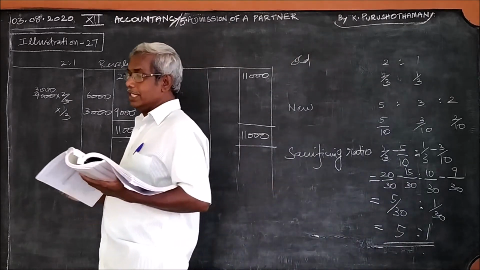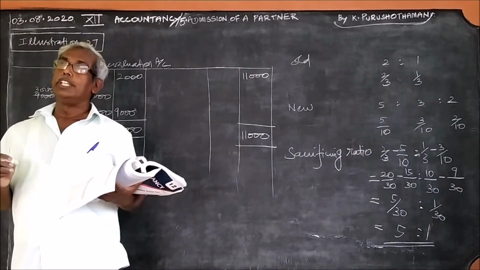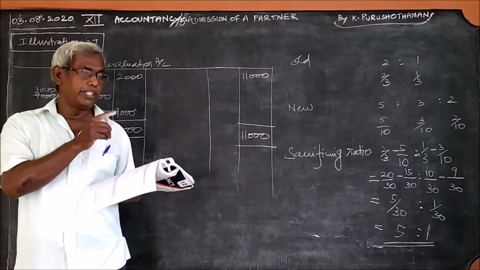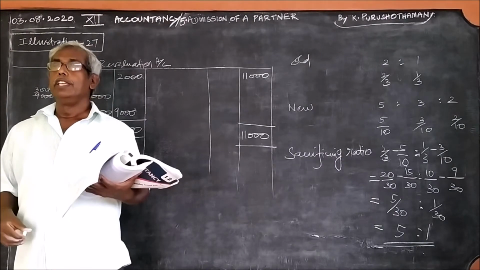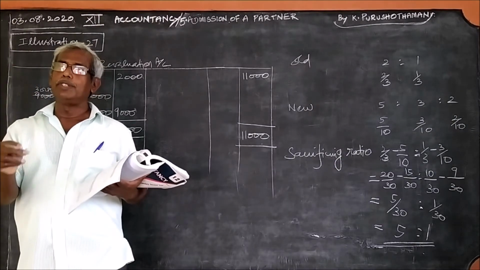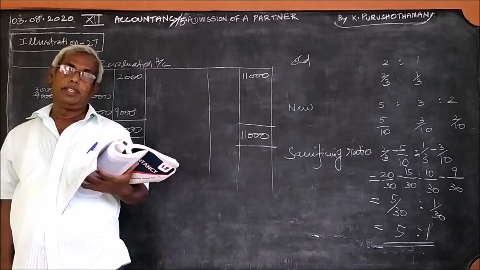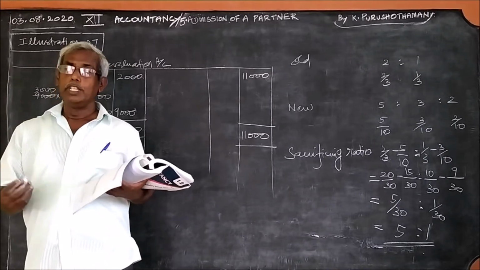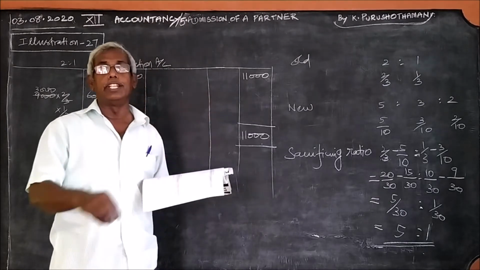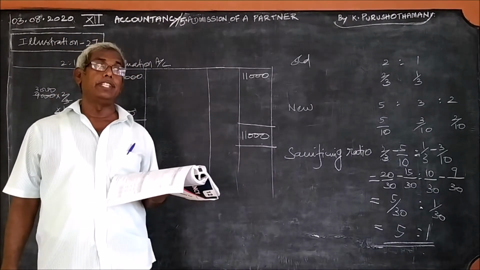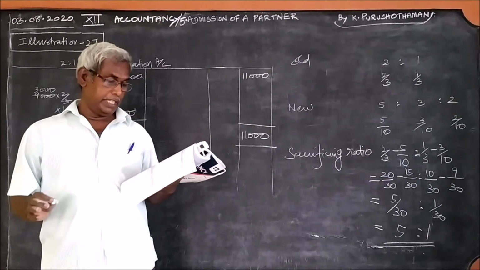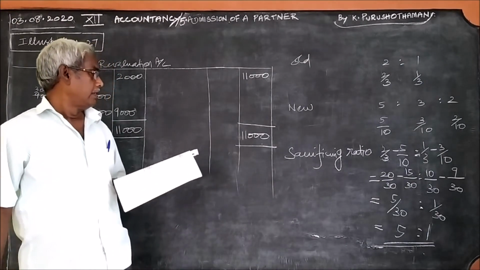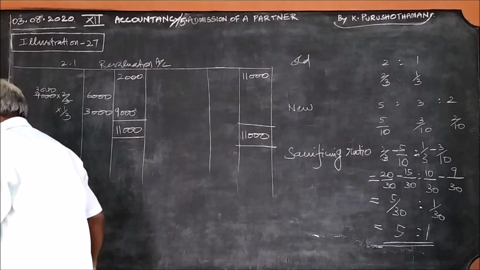With this ratio only, you should divide the goodwill. That is important. You should divide the goodwill only in the ratio 5 is to 1. If only one ratio is given in the problem, that you can take for all divisions. But when there are two ratios, that is old ratio and the new ratio are given, you should find like this the sacrificing ratio. That is very important. Now we shall pass on to the capital account.